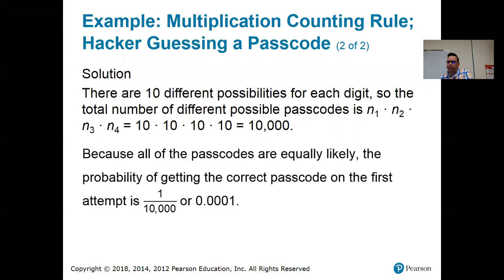And because all of the passcodes are equally likely, the probability of getting the correct passcode on the first attempt is only 1 in 10,000, 0.0001. Okay, so if you drop your ATM card, you don't have to worry too much about somebody picking it up and guessing your PIN number on the first try. Just don't write it on the card or anything like that.